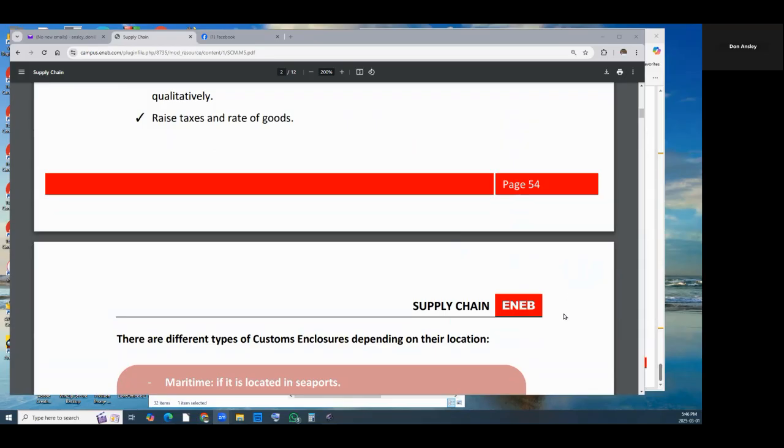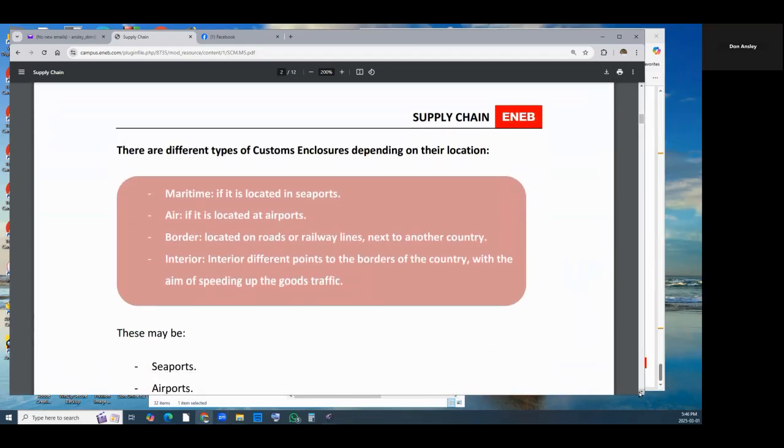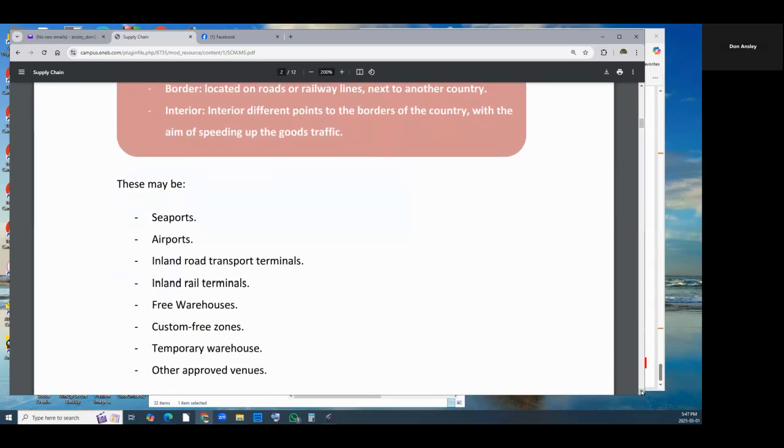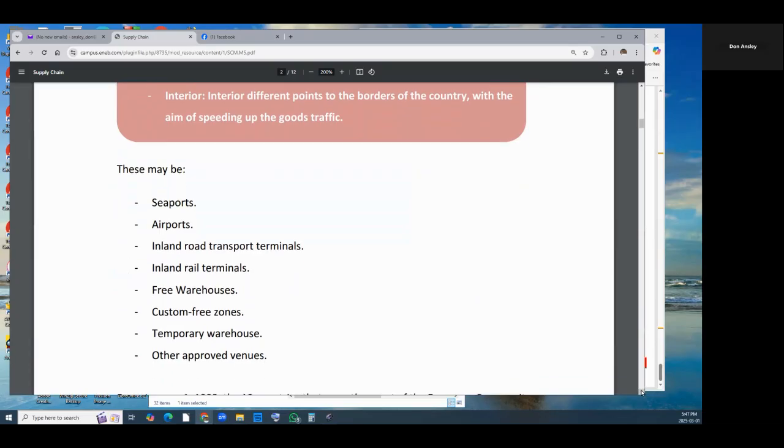There are different types of customs enclosures depending on the location. Maritime, it is located at the seaports. Air, if it is located at airports. Border, located on roads or railway lines next to another country. Interior, at different points inside the borders of the country with the aim of speeding up the goods traffic. These may be seaports, airports, inland road transport terminals, inland rail terminals, free warehouses, customs-free zones, temporary warehouses, other approved venues.